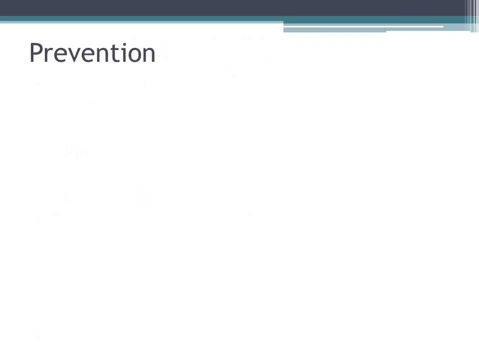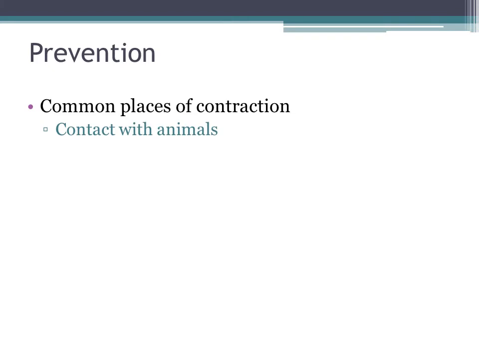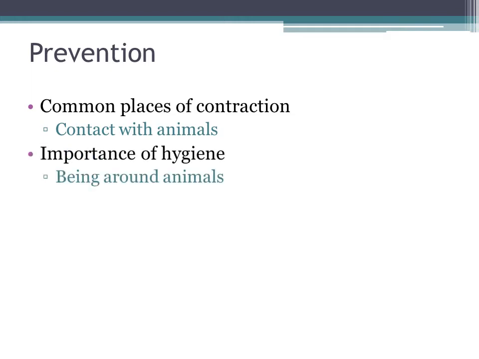So how can we prevent zoonotic and reverse zoonotic diseases? First of all, it is important to know where such diseases can be contracted. It is common to find them in farms, petting zoos, parks, pet stores, or any place that may put humans in contact with animals. When being around animals, it is important to keep a good hygiene, always washing our hands after the exposure to animals happens.